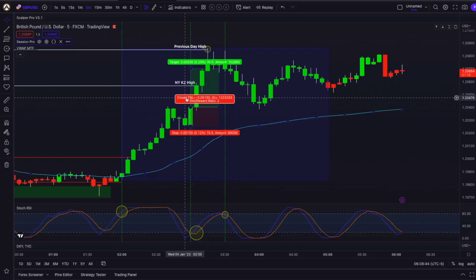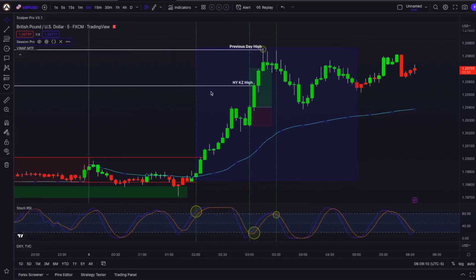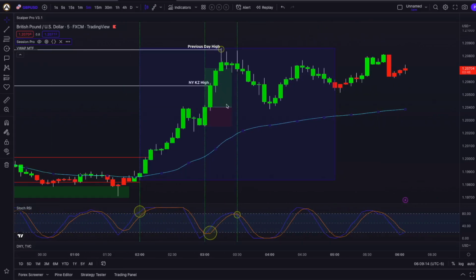I was risking 1% with my take profit target of 2-to-1 risk reward, still below our previous day high. This move to the upside to our previous day high, or the New York kill zone high, was all called out live in our Telegram group. So make sure you join our Telegram group if you want to get some insights on what I'm looking at here on pound US dollar, euro US dollar, or some other forex pairs.